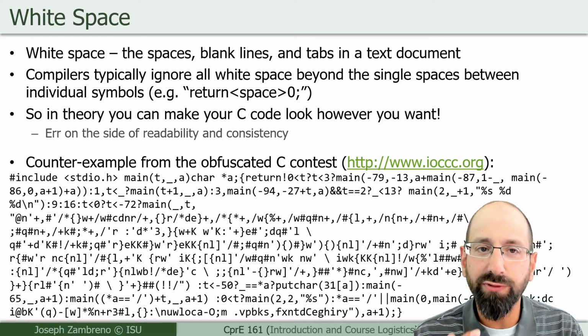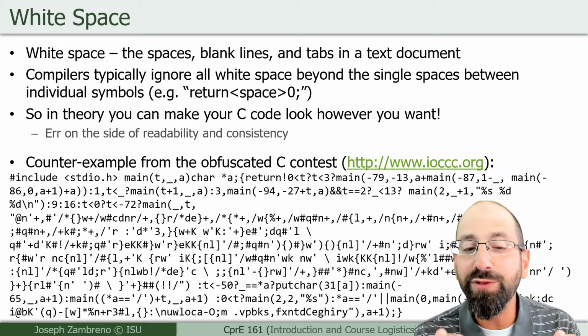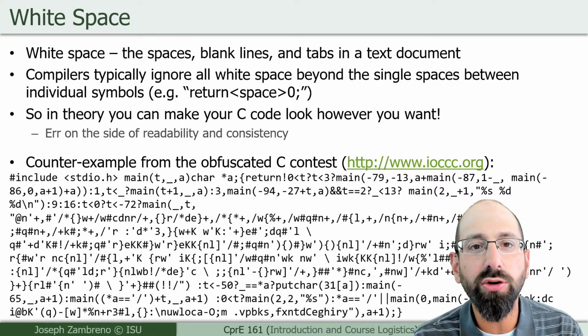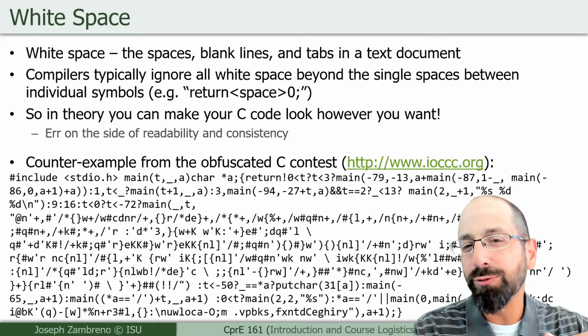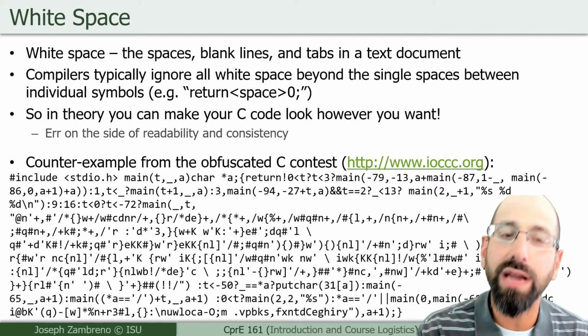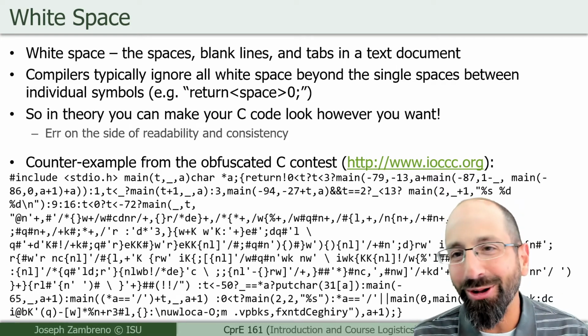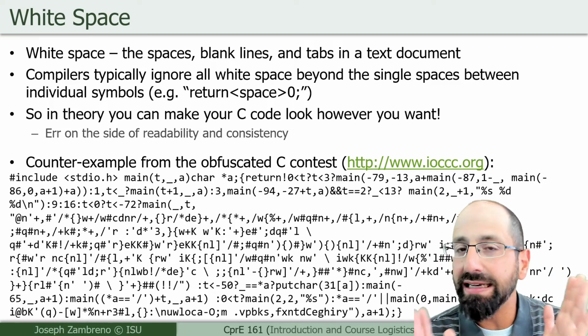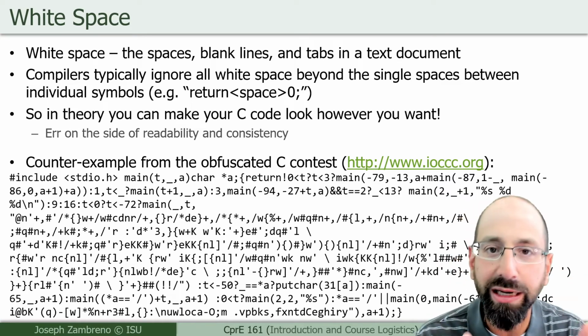This is an example from a so-called obfuscated C code competition, where the idea is to make your code as unreadable as possible. How much really cool functionality can people provide in as unreadable a piece of C code as possible? That's not our goal. Our goal is to have our code be either consistently formatted or, when in doubt, err on the side of extra readability.